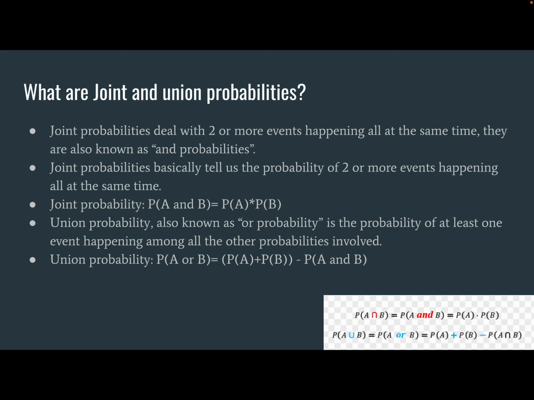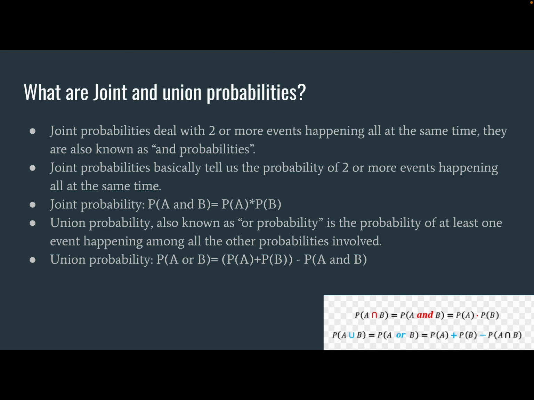So, what are joint and union probabilities? Joint probabilities are probabilities that deal with two or more events happening at the same time. So what they basically tell you is the probability of both or all the events mentioned happening at the same time. You can consider them as AND probabilities, because the formula for a joint probability is literally probability of A and B equals probability of A times probability of B.